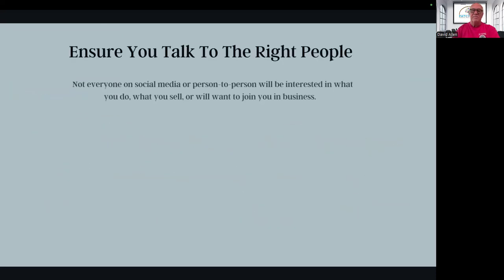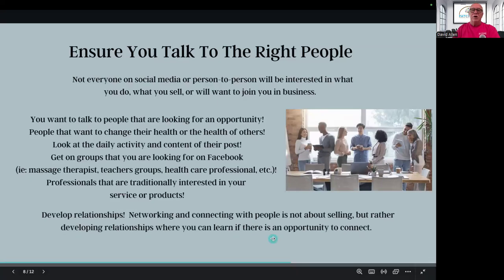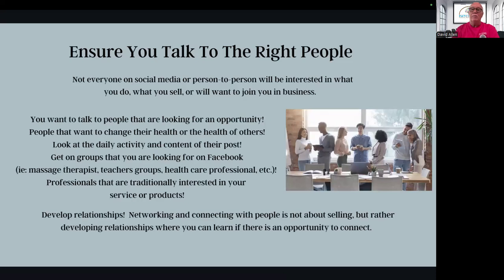Ensure that you're talking to the right people. Not everyone on social media or person to person will be interested in what you do, what you sell, or will want to join in your business. You want to talk to people that are looking for an opportunity, people that want to change their health or the health of others. Look at the daily activity and content of their posts.